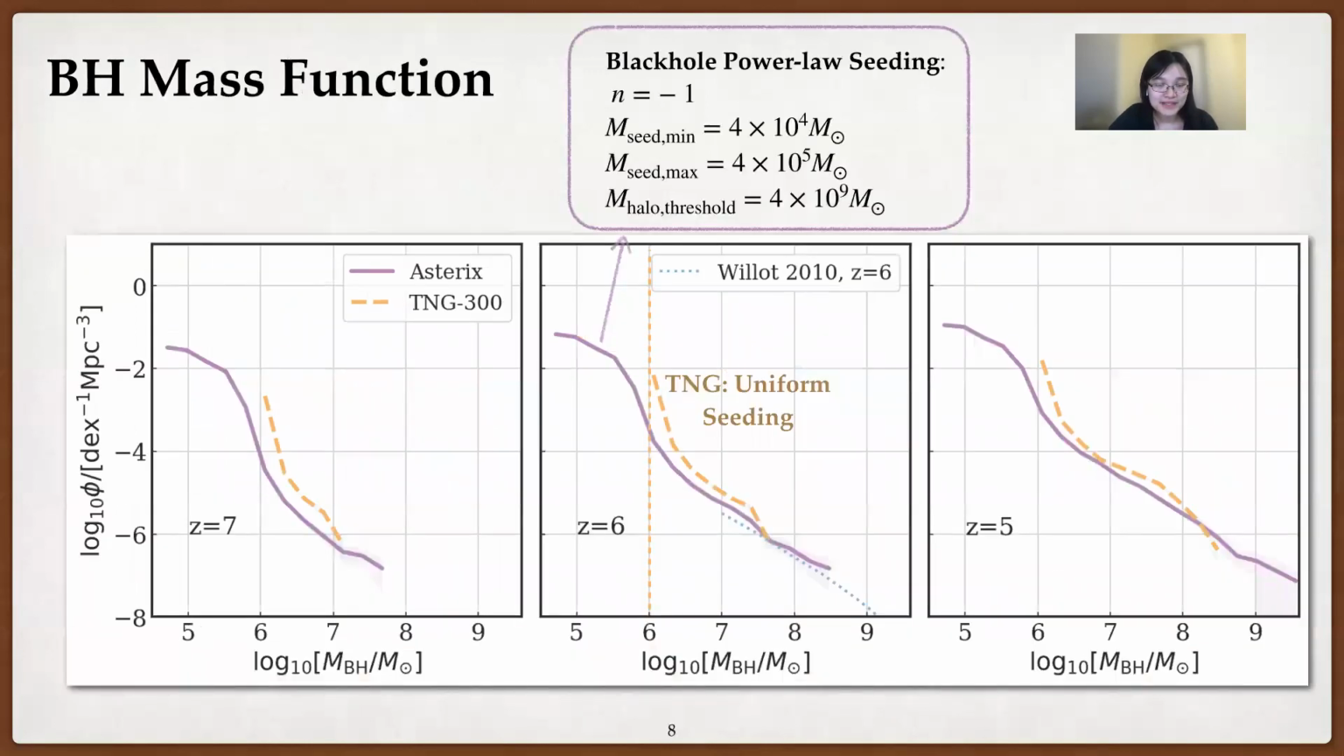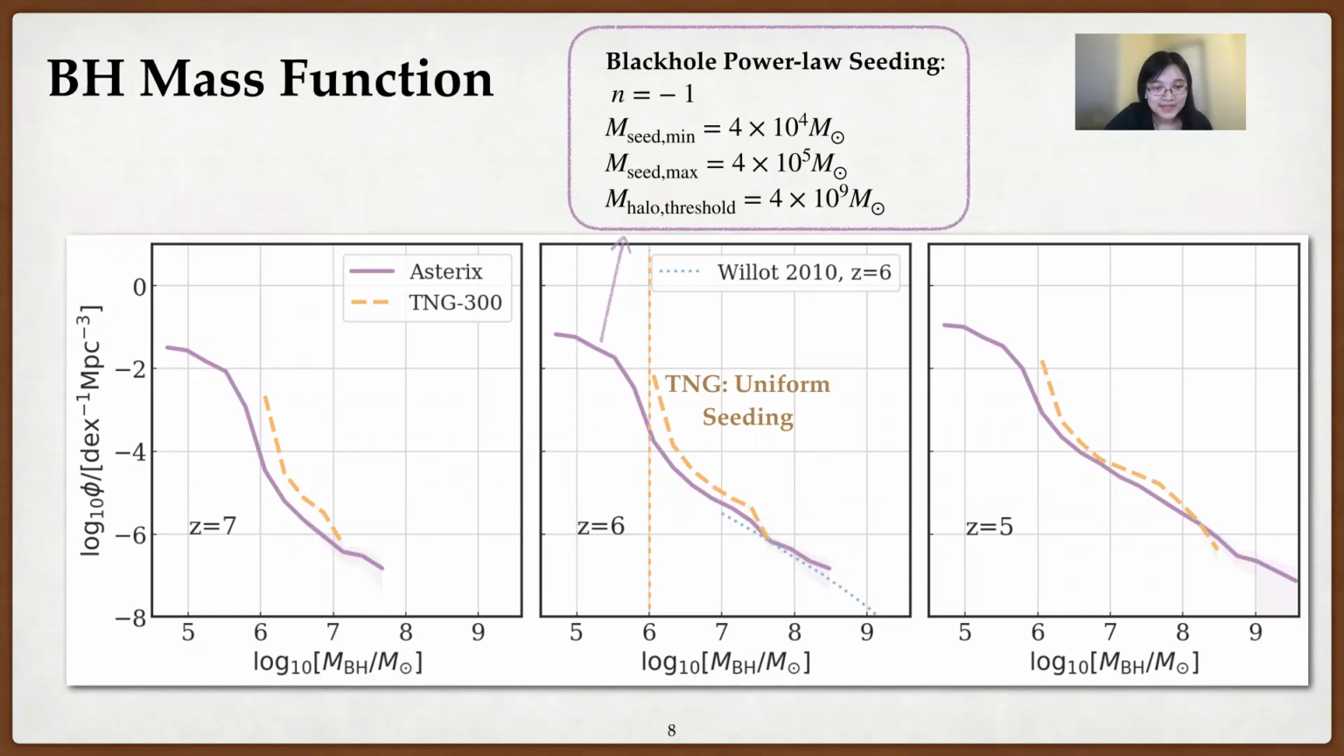And here we give the statistics of the black hole population with regard to their mass function. The purple curve is the Asterix result, and the orange curve is the black hole population from the TNG300 simulation. Compared with TNG, we extend to the more massive end because Asterix has a larger volume than TNG300, so we have a sample of more massive objects.